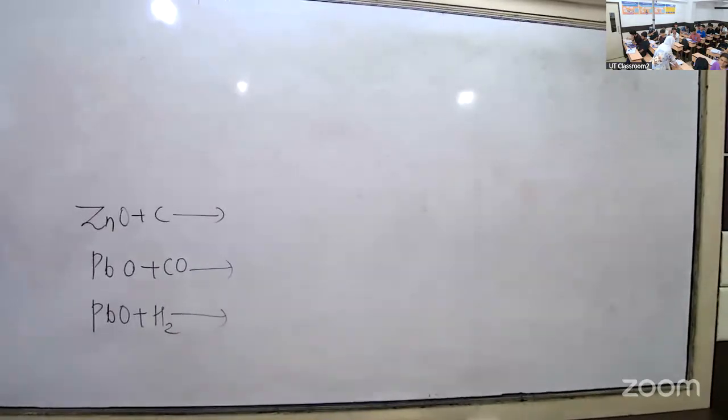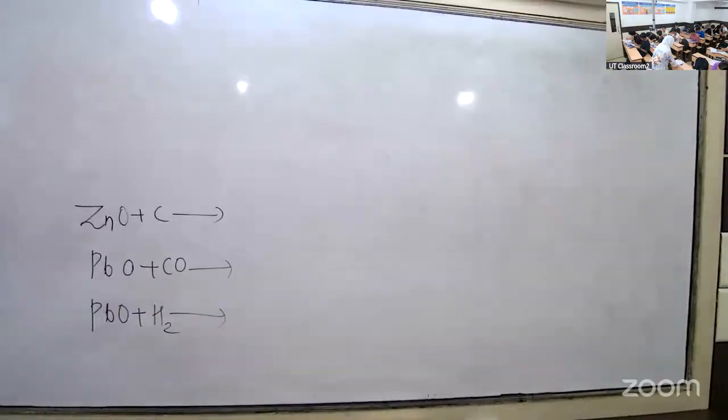Next one: oxides and nitrates of less reactive metals. You know which are the less reactive metals? Where they are present in the series? Hg, Ag, Au.